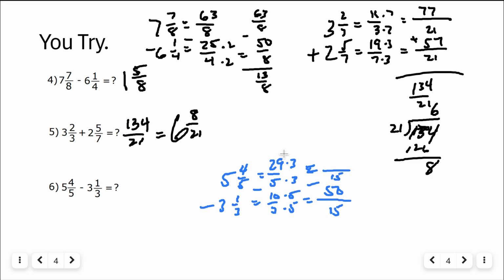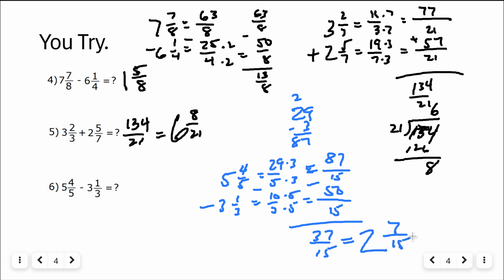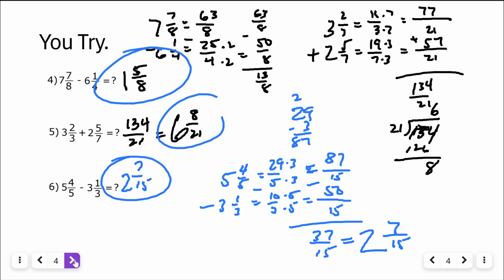We're subtracting. 29 times 3. 9 times 3 is 27, 2 to carry. 87 over 15 minus 50 over 15 is 37 over 15. Now, 15 goes into 37 two whole times with 7 remaining. It's 2 and 7 over 15. And there's my answer for all three of these. Okay?